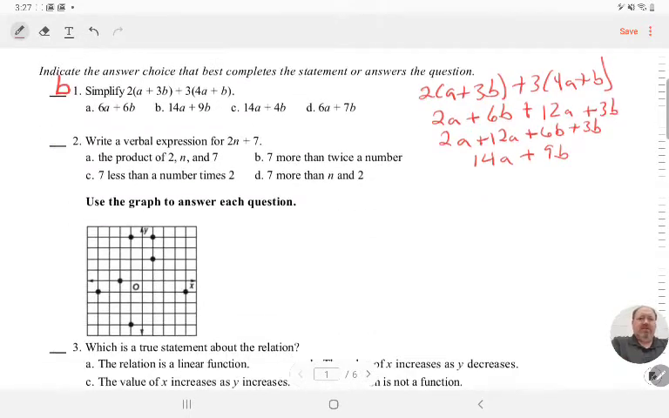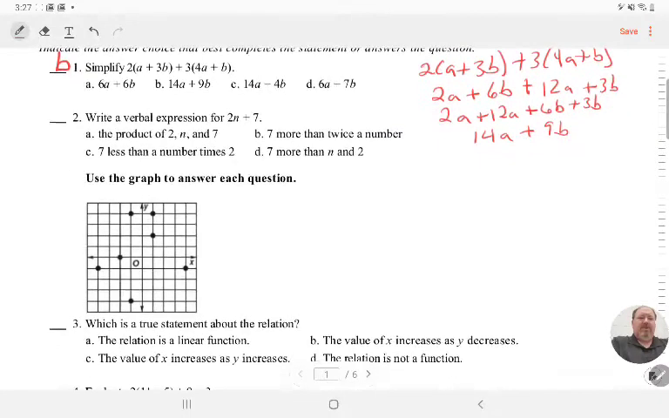Let's see, number 2. Write a verbal expression, 2n plus 7. So this would be 7 more. And 2n could be twice a number or 2 times a number. So that would be B.